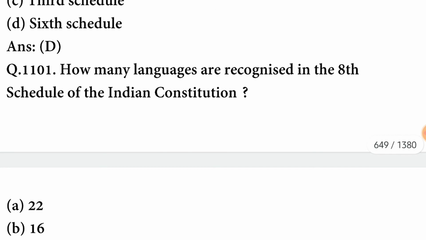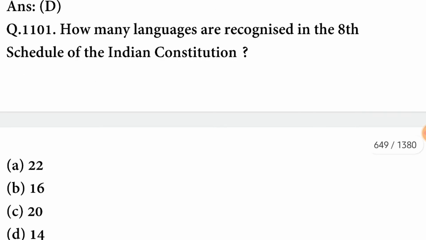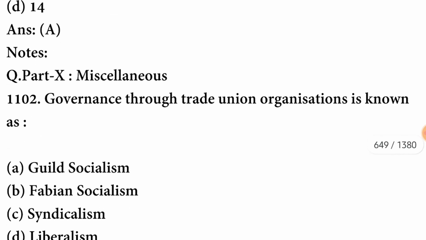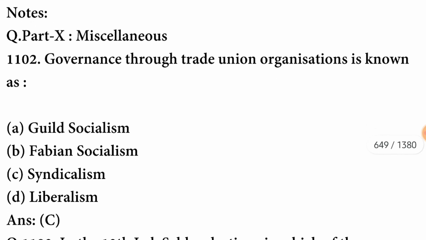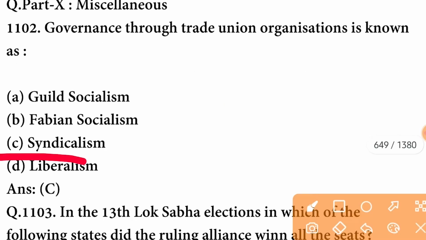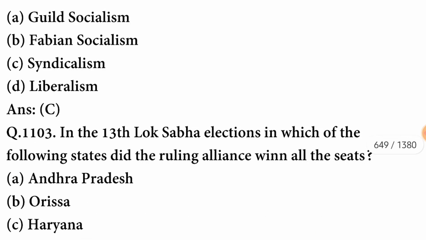How many languages are recognized in the 8th schedule of the Indian Constitution? The languages are 22. Next question. Now we will discuss the question of governance. Governance through trade union organization is known as syndicalism. C option is correct here.